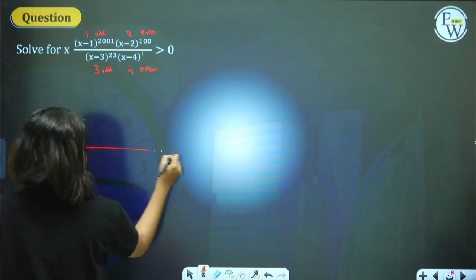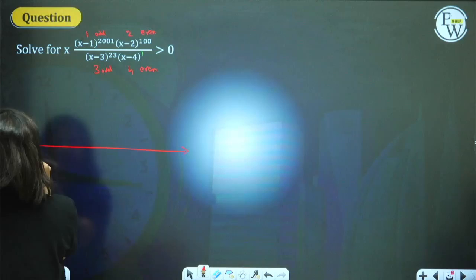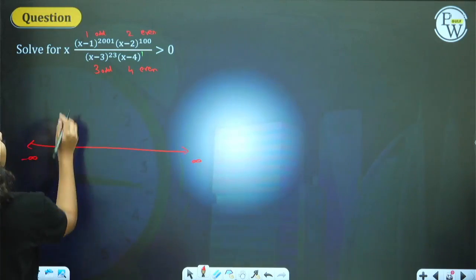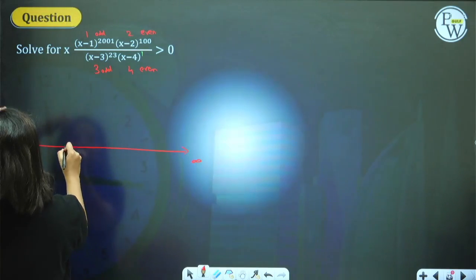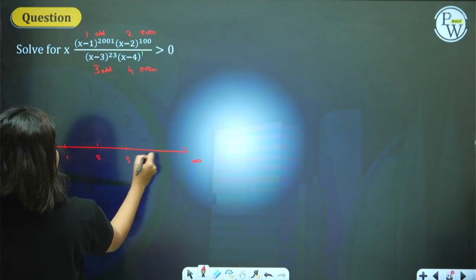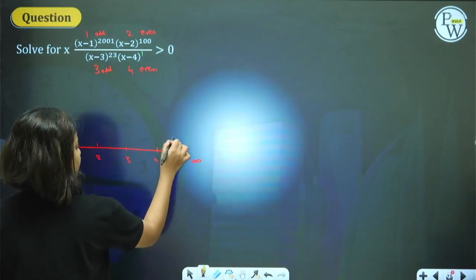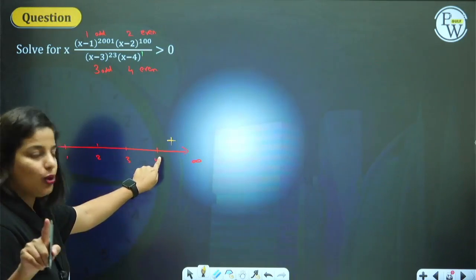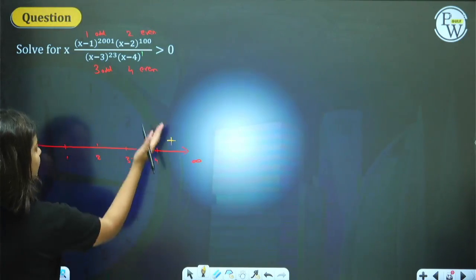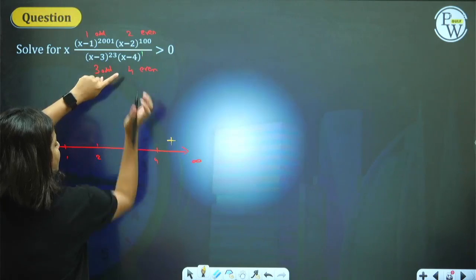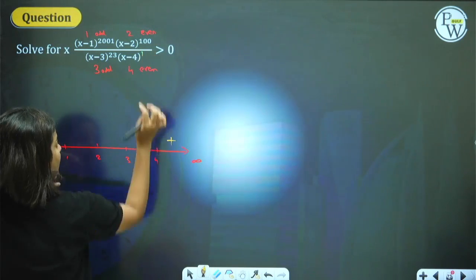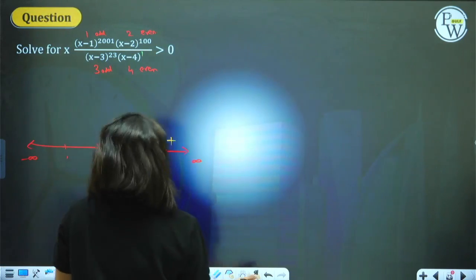Right. Are you getting an idea what we are going to do now? Plot all the critical points 1, 2, 3, 4. Now we'll start with plus from the extreme right, plus. But now check, not 4 is even, but the power of 4. The power of 4 is odd.